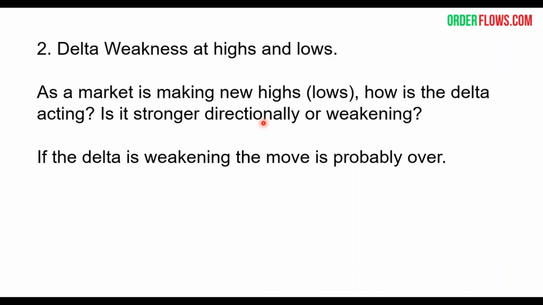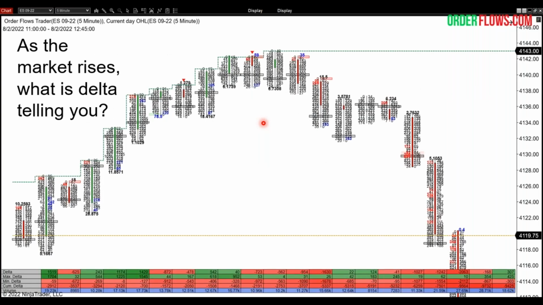Now, the second one is delta weakness at highs and lows. As the market is making new highs or lows, how is delta acting? Is it stronger directionally or is it weakening? If the delta is weakening, the move is probably over. But when I talk about weakening, I'm talking about, is it still strong? Are you making new highs on strong positive delta, or is it kind of petering out?